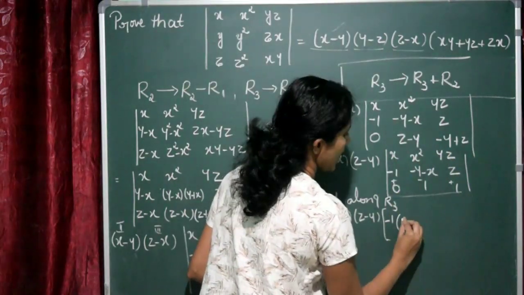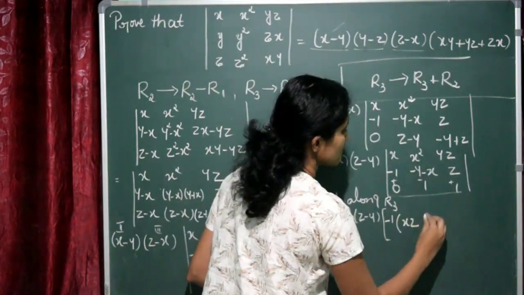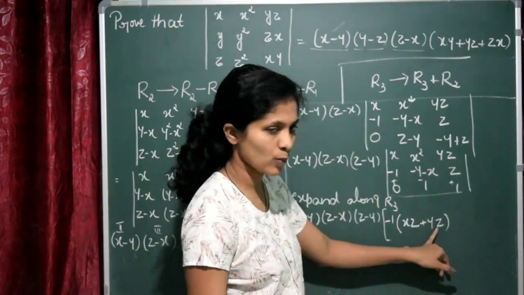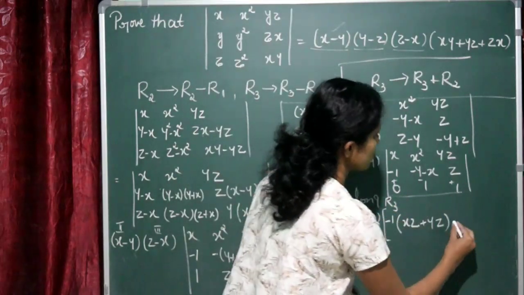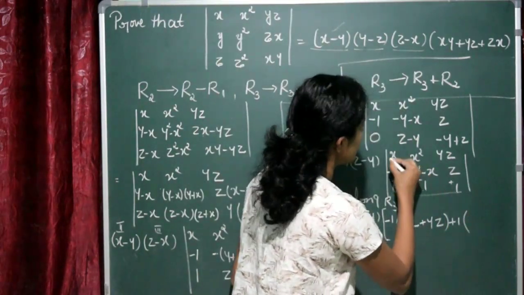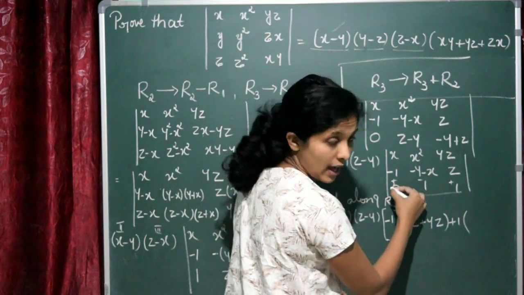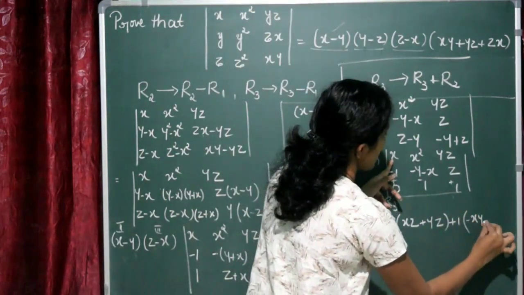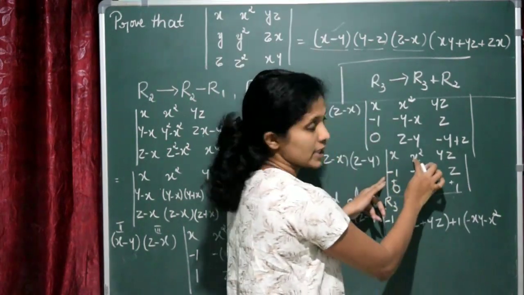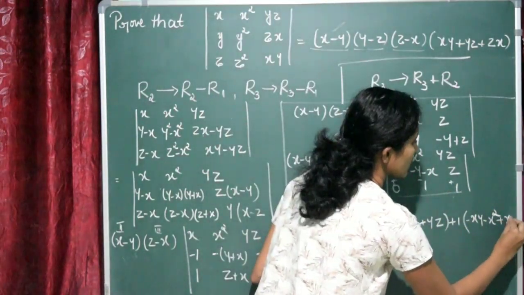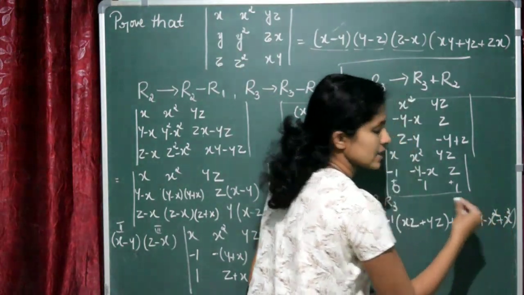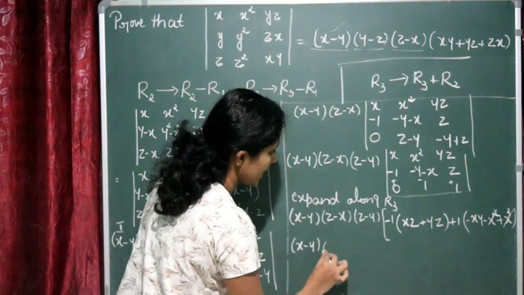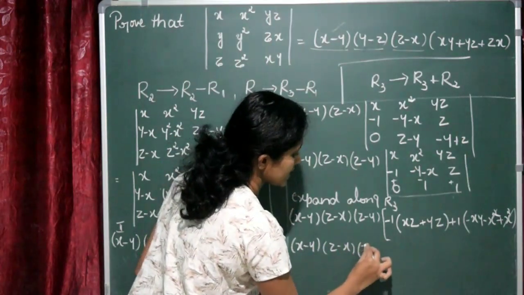So this will be now xz, minus into minus will be plus yz. xz plus yz, and here we have to delete along this one, plus 1 into, delete this and last row and this column. So this will be now minus xy minus x square. So this is minus into minus plus x square. So minus x square and plus x square will get cancelled. So this is equal to now x minus y into z minus x into z minus y.